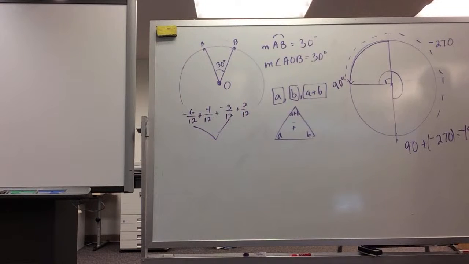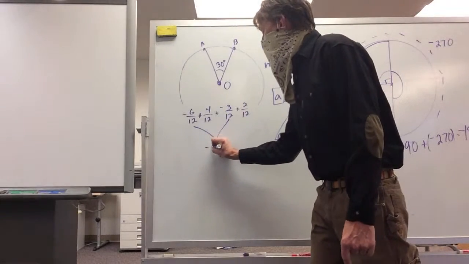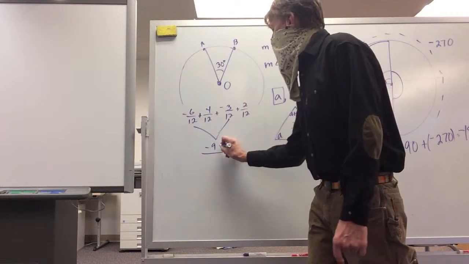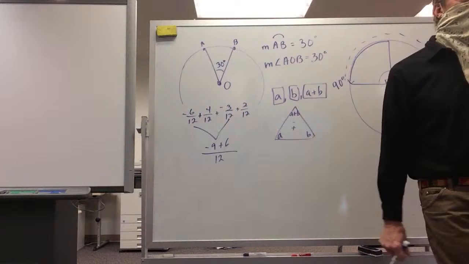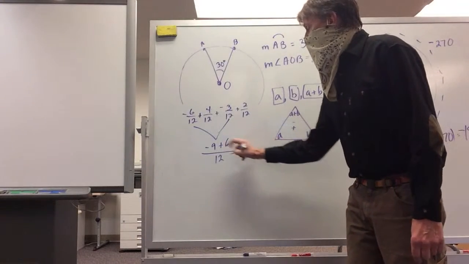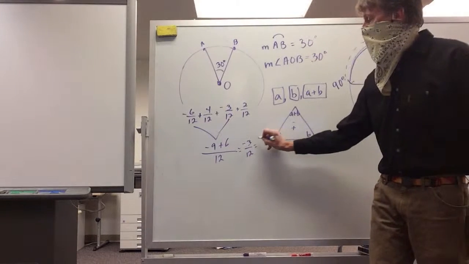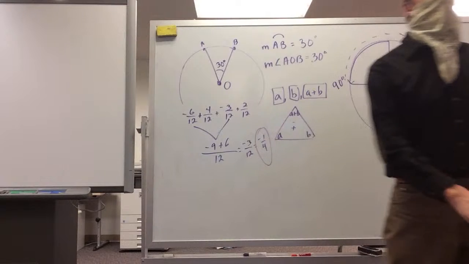So can you put those two together first, since they're both negative? Yes. So negative 6 and negative 3 is negative 9. And then the 4 and the 2 is 6. And you can use the same denominator. So it'd be negative 3 12ths. Can you simplify it? Yeah. Negative 1 fourth.